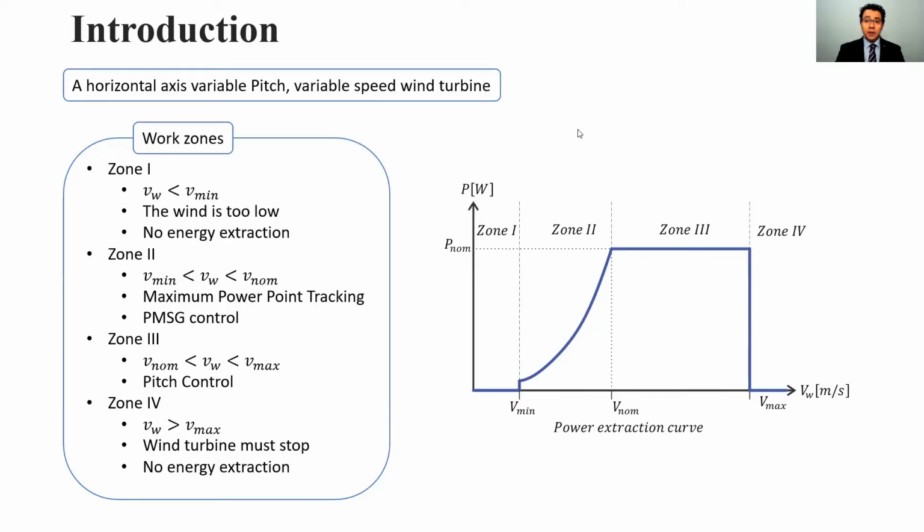In Zone 2, the wind speed is higher than the cut-in speed, but lower than the nominal wind speed. In this zone, it is possible to maximize the energy extracted by setting the blade's pitch angle at 0 and controlling the rotor angular speed to track the so-called maximum power extraction curve. It's the curve right here. This work zone is where this paper takes place.